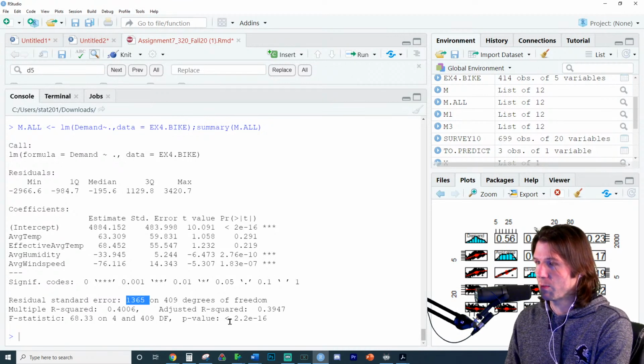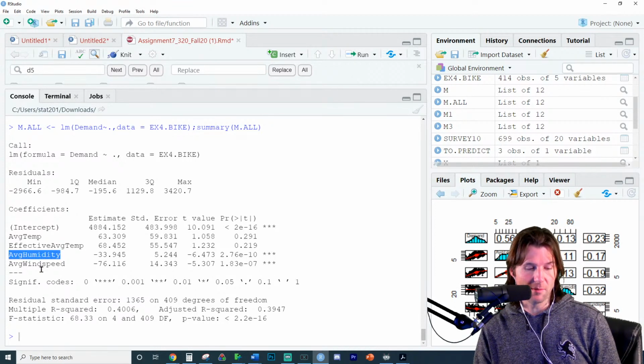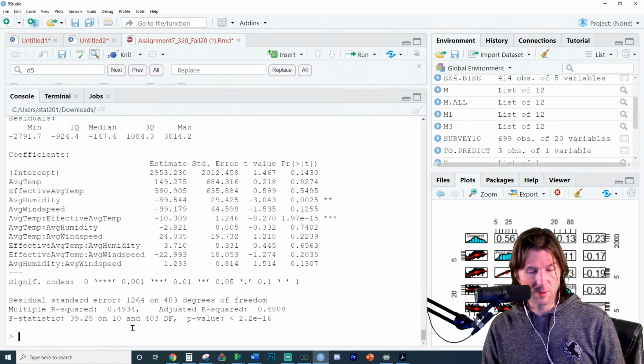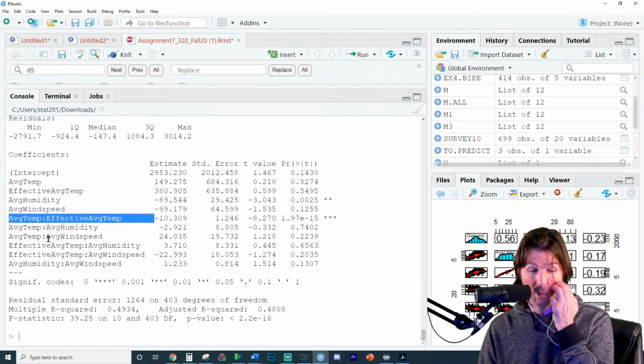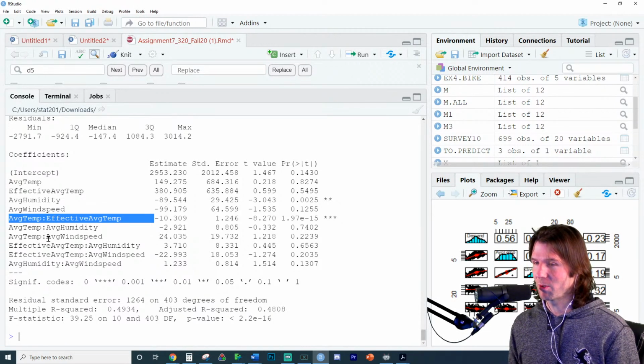There are a lot of relationships here we could exploit to talk about how average humidity and average wind speed impact demand. But then you can go crazy. Don't do this. This is like the next assignment. The R squared just got a little bit hurt, so now 50% of the variation. Only one p-value is really significant. This one is significant, but only one is super significant. We got a big interaction between the average temperature and the effective average temperature.